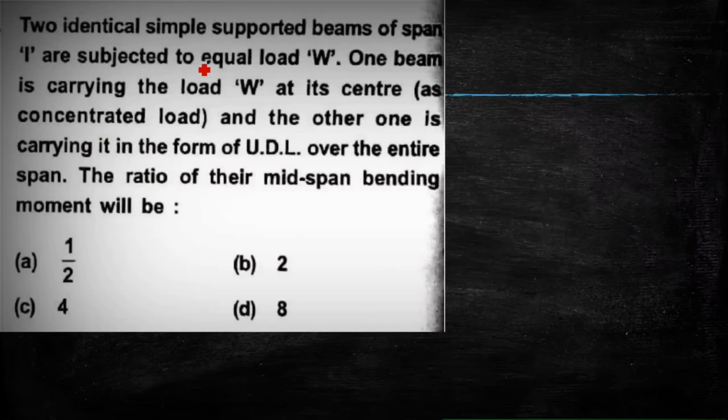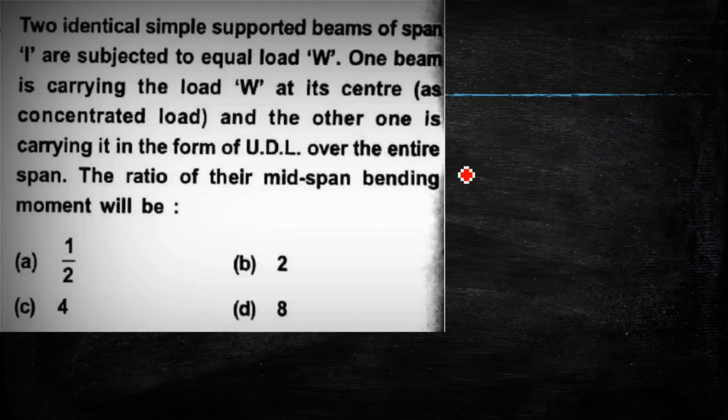Two identical simply supported beams of span L are subjected to equal load W. One beam is carrying the load W at its center, that is a concentrated load, and the other one is carrying it in the form of UDL over the entire span. The ratio of their mid-span bending moment will be?